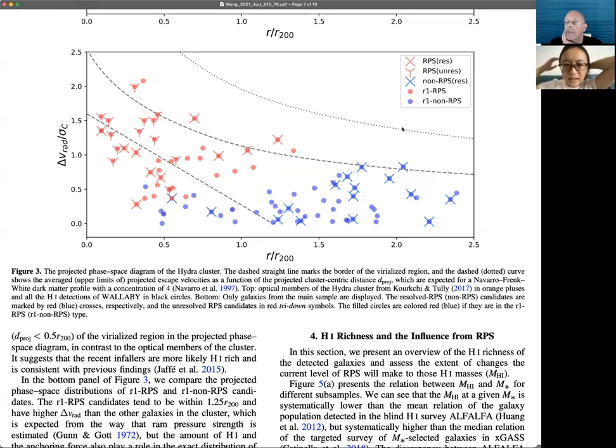And in this diagram, we can see two things. Firstly, our technique was successful.